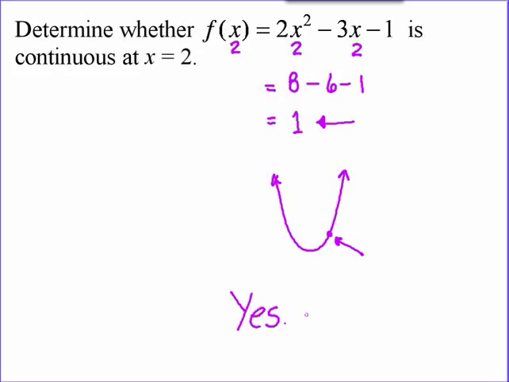An example of one not working at the very top would be this. If I were to plug in 0, what do you get? 1 over 0, which is undefined. So you could stop right there. The function is not going to be continuous at 0. That's an example of where you could stop right away. You wouldn't need a graph. So let's go and look at the next one.